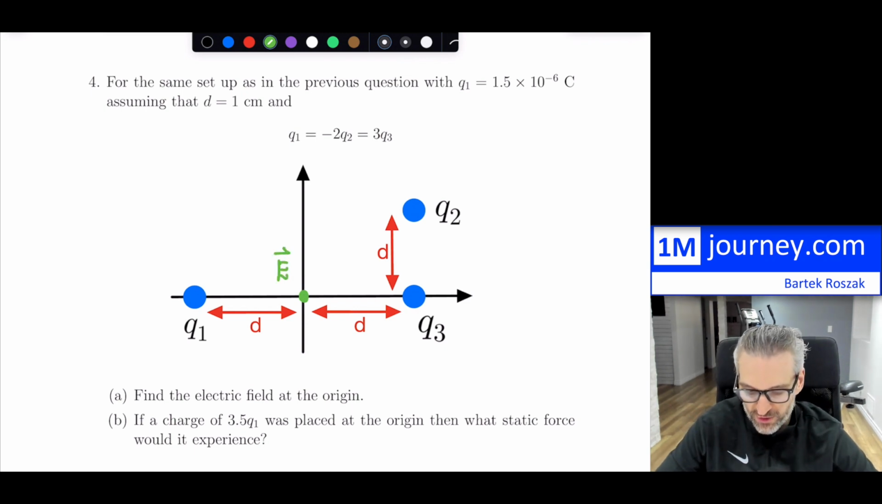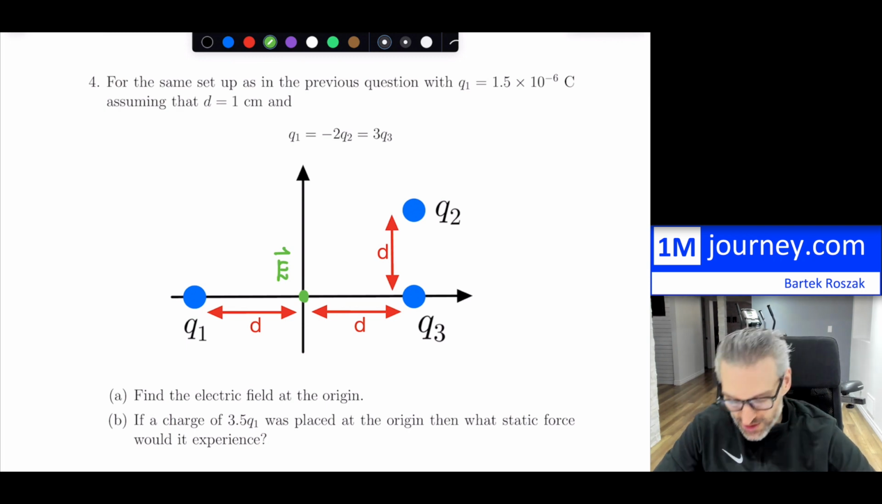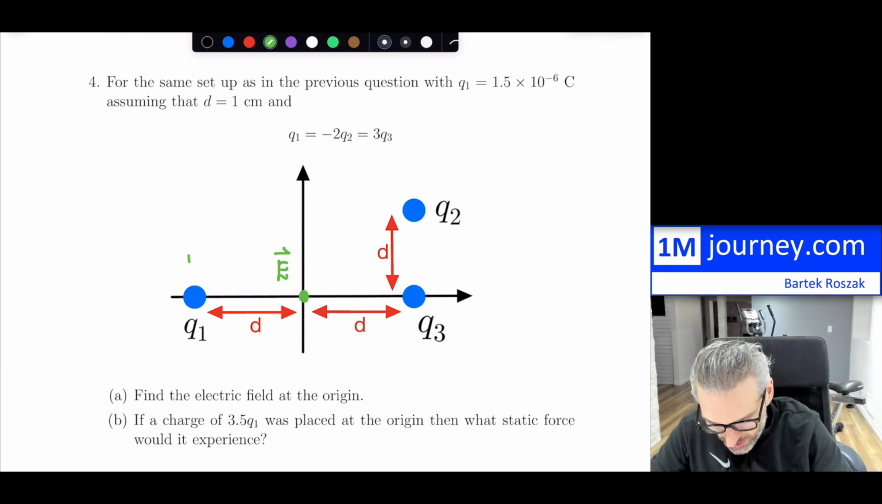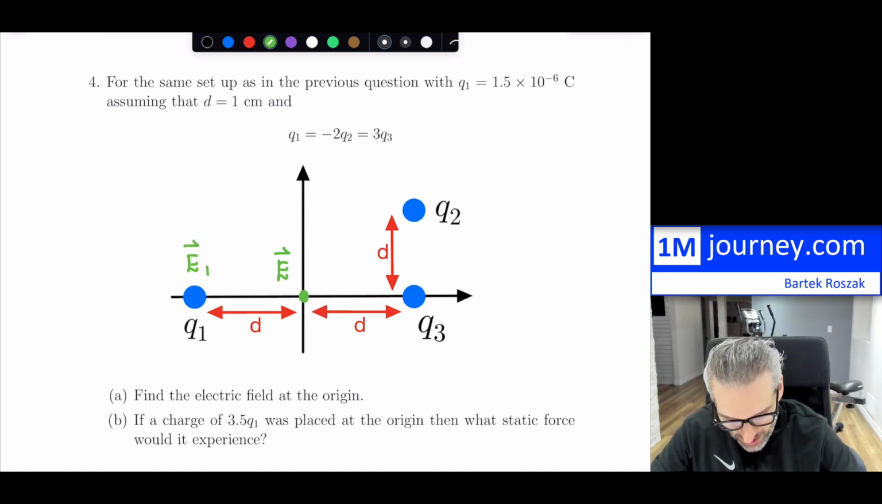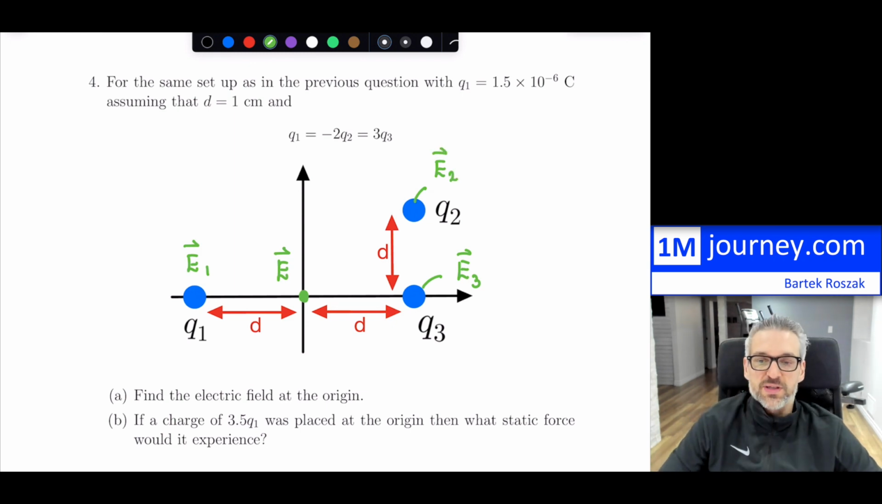Now, for the electric field, of course, we're going to have to use superposition. So it's going to be, what's the electric field coming from Q1, what the electric field is from Q2, which I'll call this one, and we're going to need to find out what the electric field is from Q3. And it's going to be the superposition of those 3 that we will have.